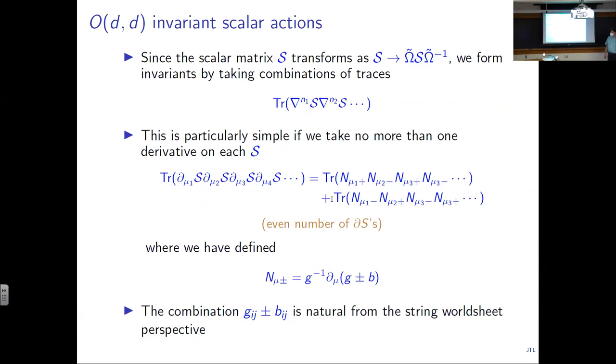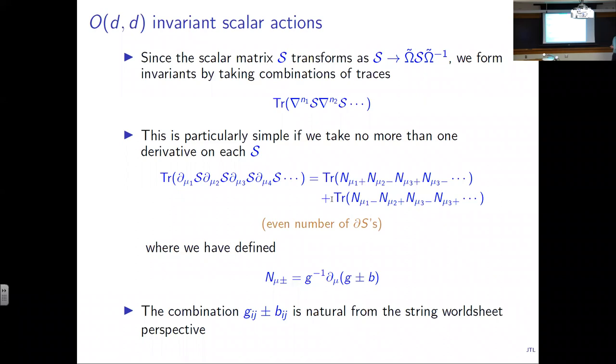And that's because the curly S combination transforms as omega S omega inverse. So if I take a trace of a whole bunch of S's, that's automatically ODD invariance. Once I see a bilinear transformation like that, the best way to make invariance is just to take traces of powers of S, until you realize that S squared equals 1. And so you really don't get anything very interesting about that.